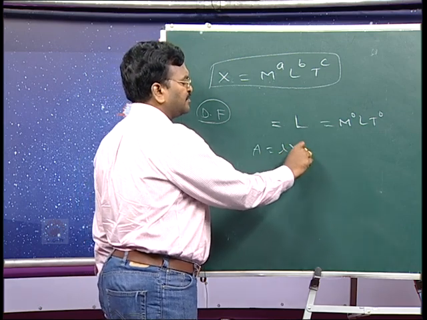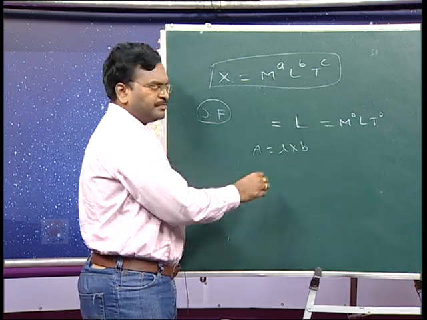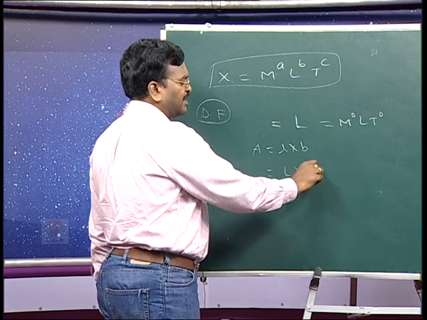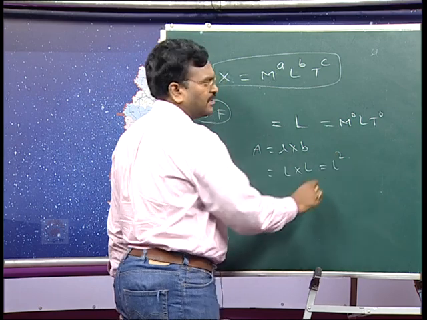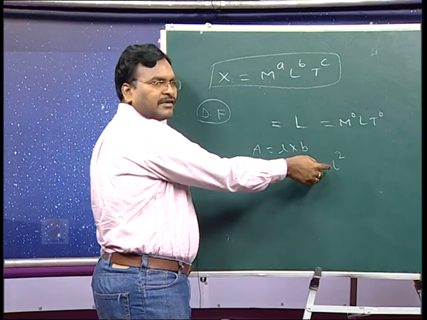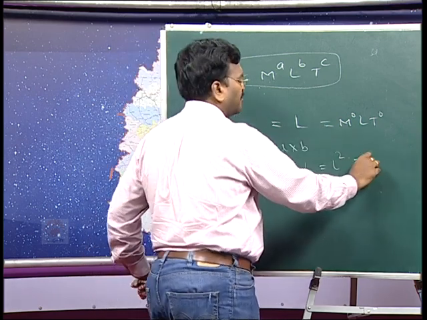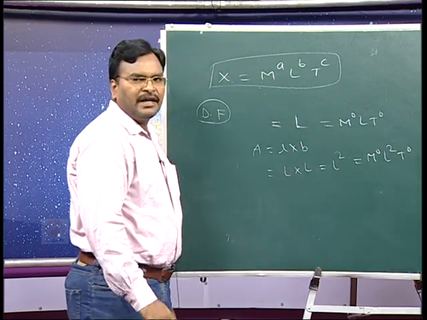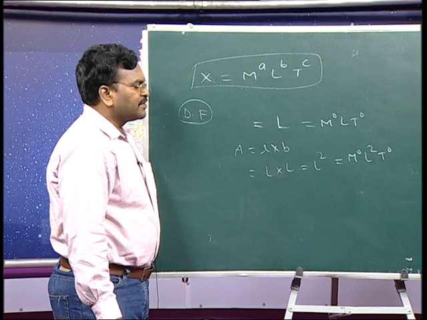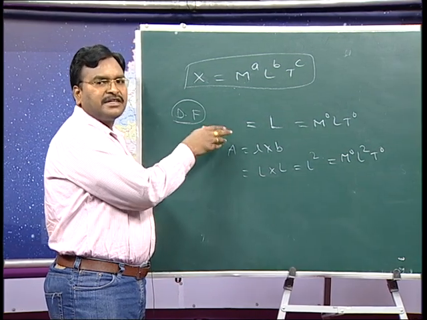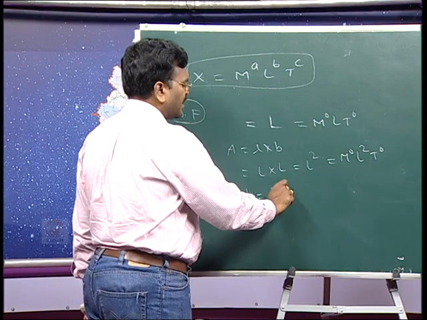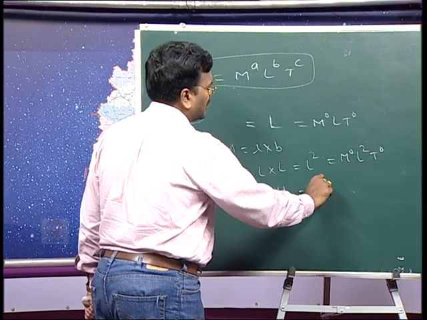Area is equal to length into breadth. The dimension formula for length is L, and for breadth L. What are we getting now? L square. So we write M power 0, L square, T power 0. Dimensions are the powers. In case of volume, it is length into breadth into height, so L cube.